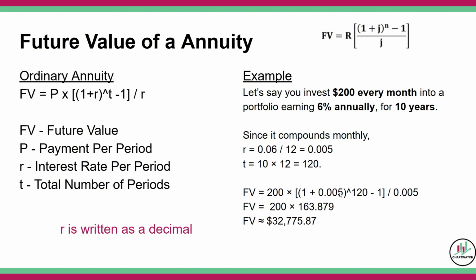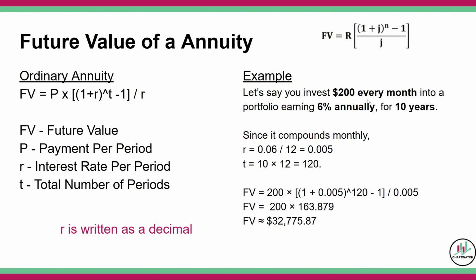Now all I have to do is plug it into the formula. We have 200 times ((1 plus 0.005) to the 120 minus 1), divided by 0.005. Imagine there's a big bracket here. This gets calculated first, and then whatever it is gets multiplied by 200. Once again, a reminder: r is written as a decimal. The future value in this case is $32,775.87. That'd be the future value of your investment.